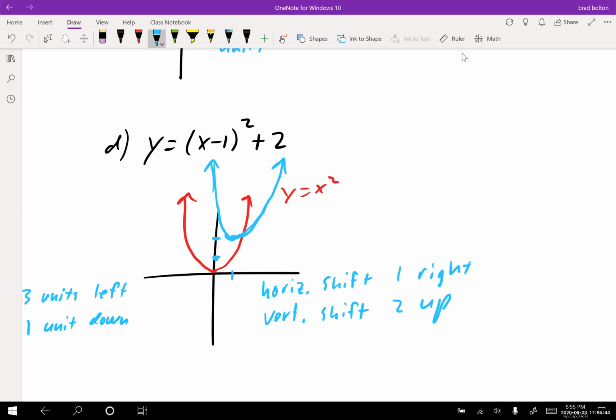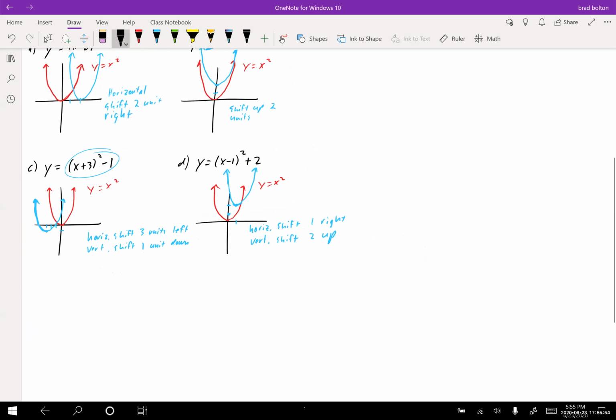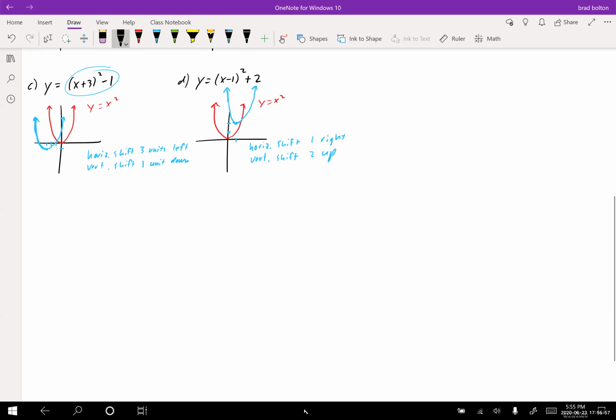Okay, so again, it's supposed to be the same parabola. I'm not super good at drawing, but you guys get the idea. There should be no difference between the 2 parabolas, just moved around. Okay, so there's something else that we can do. For part E, we're going to look at compression and stretches.